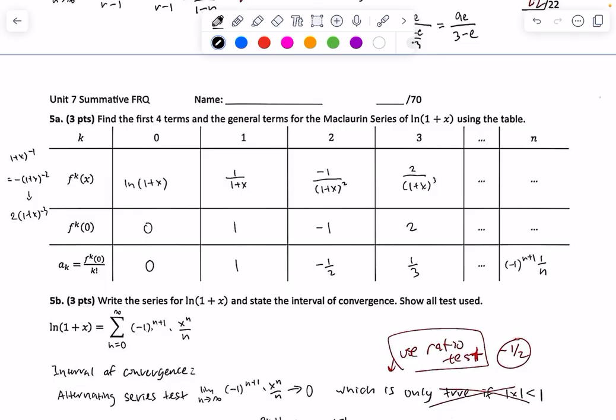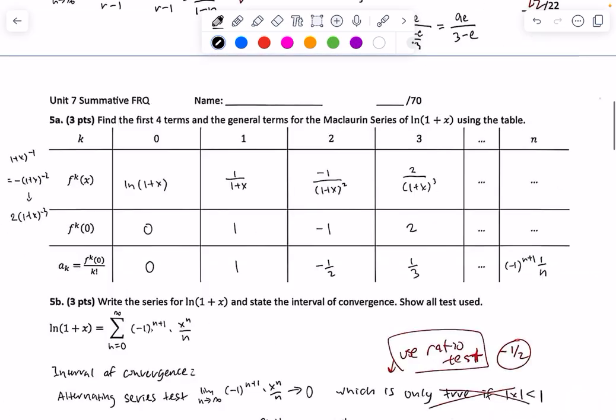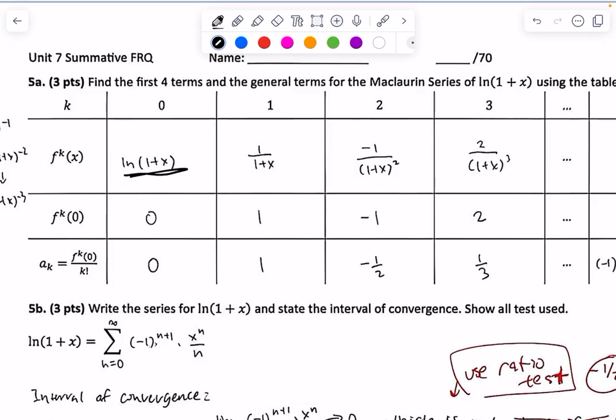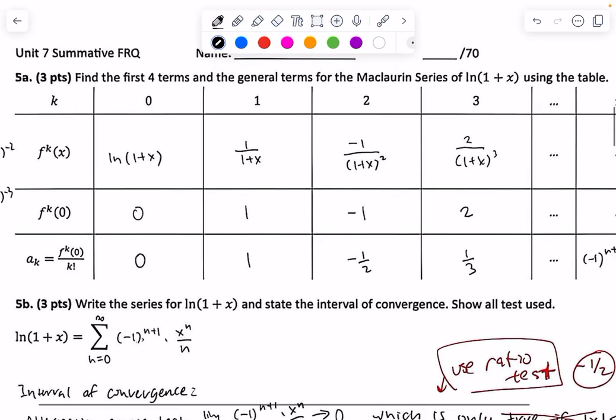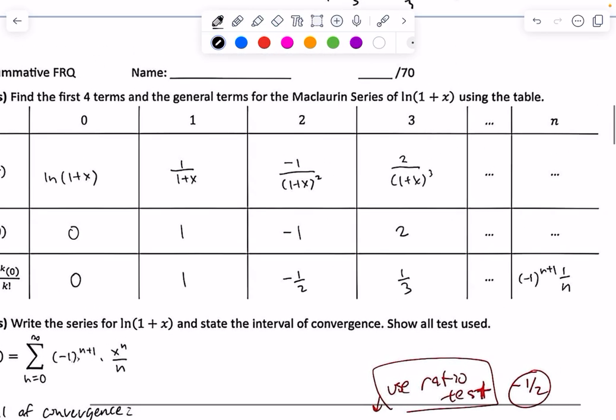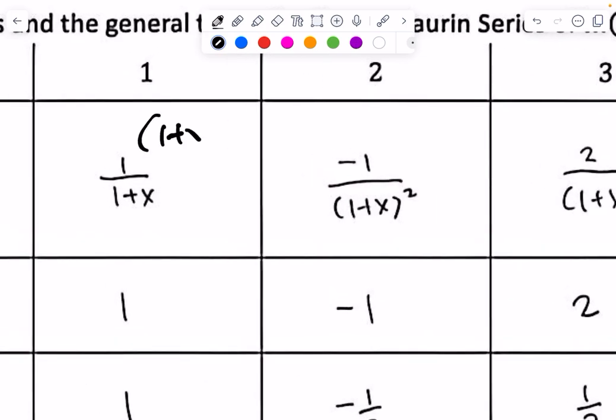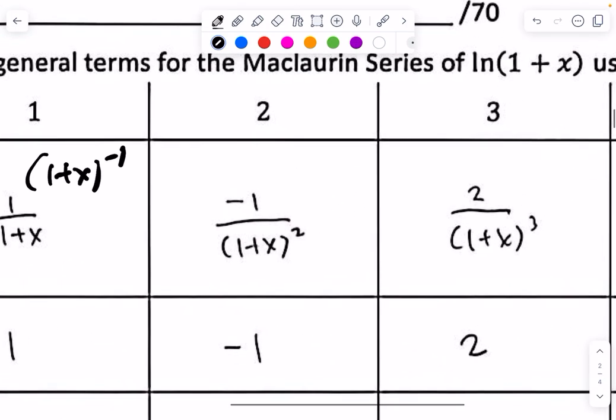So for the very first line, for the first function, we just have ln(1 plus x), because it's the same as this, we just copy that over. And then after we take the derivative, we have 1 over 1 plus x, which we can write as (1 plus x) to the negative first power.